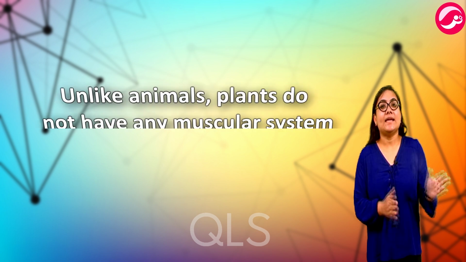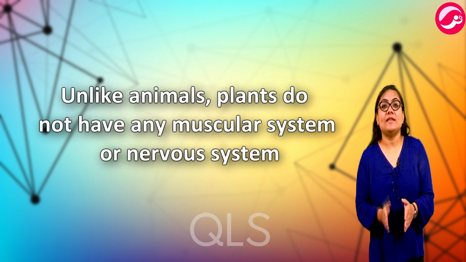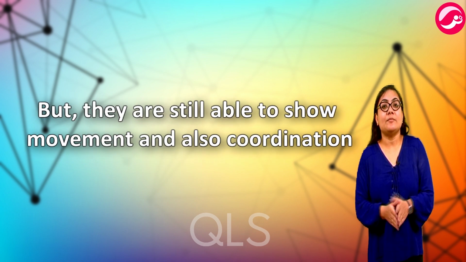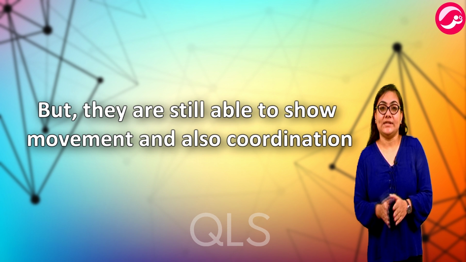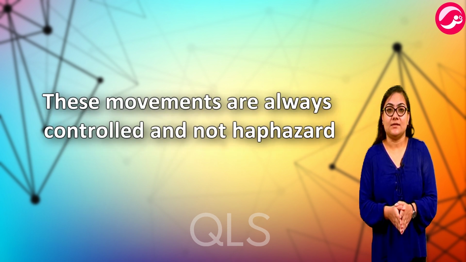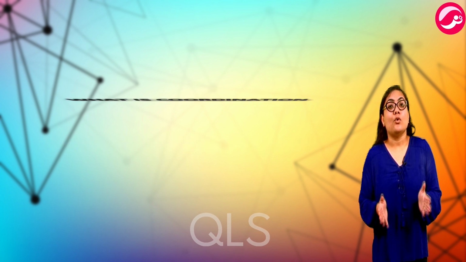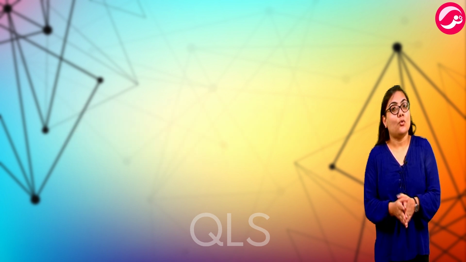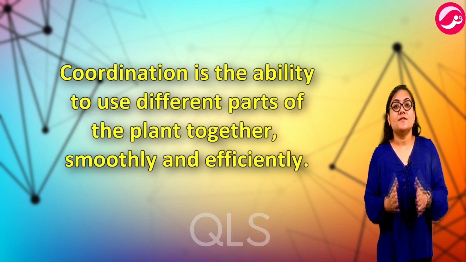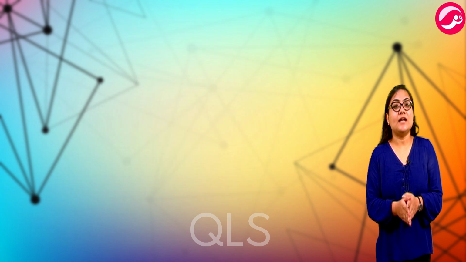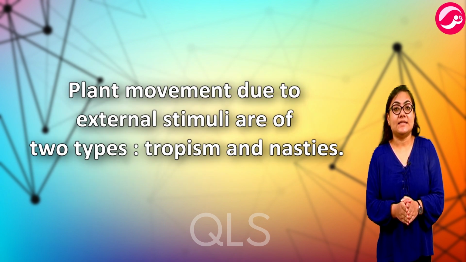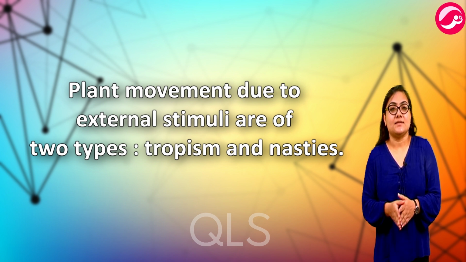Obviously not. Unlike animals, plants do not have any muscular system or nervous system present in them, but they are still able to show movements and also coordination. These movements are always controlled and not haphazard. Now, what is coordination in plants? Coordination is the ability to use different parts of the plant together smoothly and efficiently. Plant movements due to external stimuli are of two types, basically tropism and nastis.